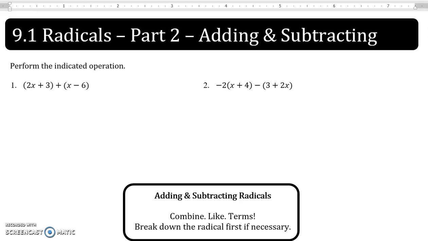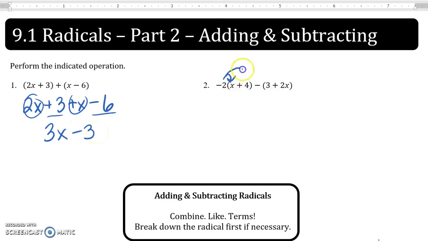So the top section is just review. Remember, when you're adding two binomials, you can drop the parentheses and just combine like terms. So this is 2x plus 3 plus x minus 6. Your 2x and x is 3x, and your 3 minus 6 is negative 3.